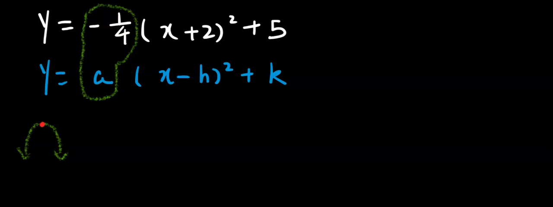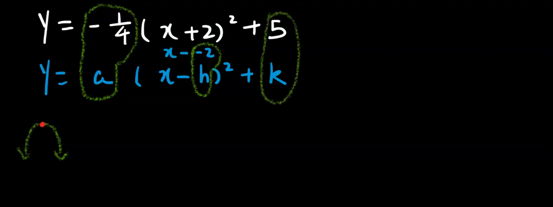And then we come here to look at this because it's minus h. So this part would be x minus negative 2. Let me write down here. And then we can put the bubble here. So h is negative 2. It's a plus k. We have plus 5. So k is 5.